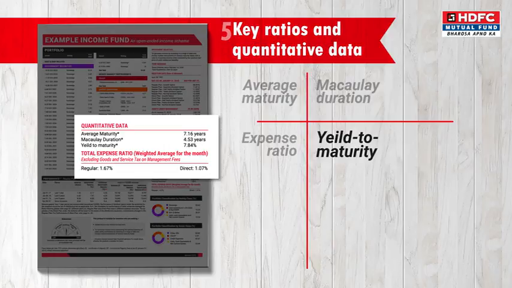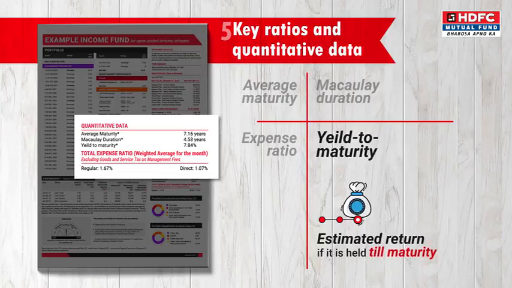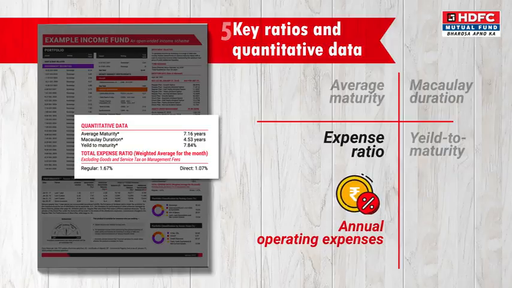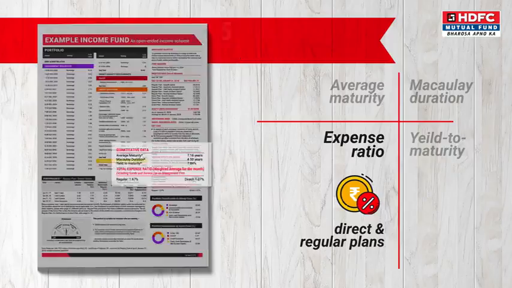Yield to maturity gives the estimated rate of return of a debt scheme if it is held till maturity. Expense ratio gives the annual operating expenses of a scheme as a percentage of the scheme's net assets. The fact sheet contains the expense ratio for both direct and regular plans.